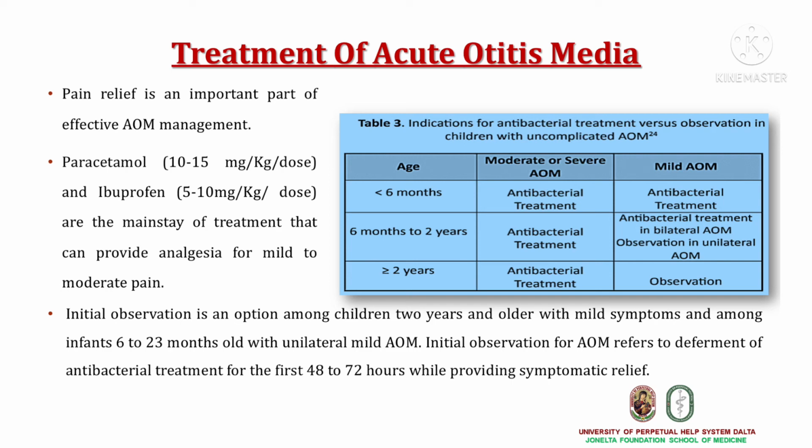But now, what are the indications for antibacterial treatment versus observation in children with uncomplicated acute otitis media? Say if the child is less than 6 months of age and has moderate or severe acute otitis media, then yes, we will go for antibacterial treatment. If the same age patient has mild acute otitis media, again we will go for antibacterial treatment. If the child is 6 months to 2 years of age and has moderate or severe acute otitis media, we will give antibacterial treatment. Right? In mild acute otitis media, we can give both. We can give antibacterial treatment in bilateral acute otitis media, or in unilateral, we will go for observation.